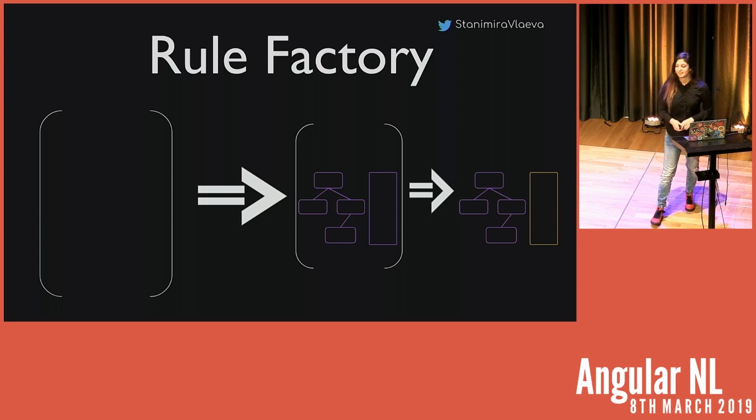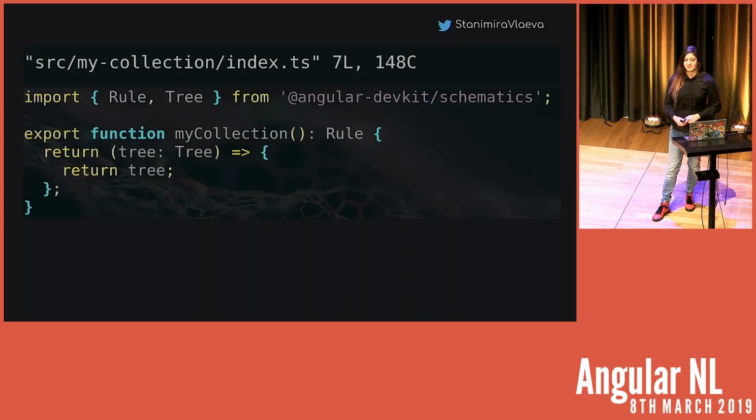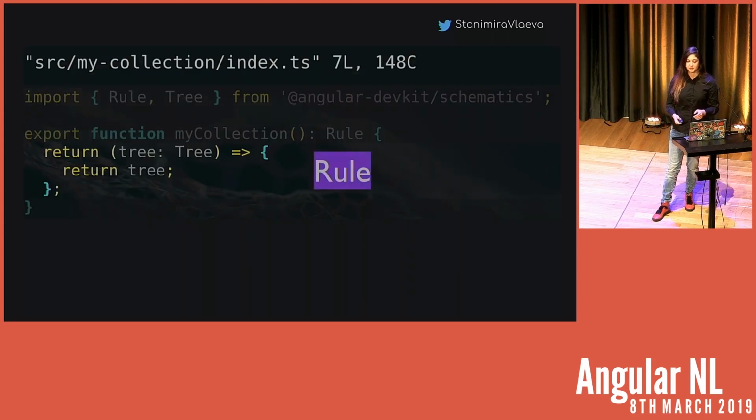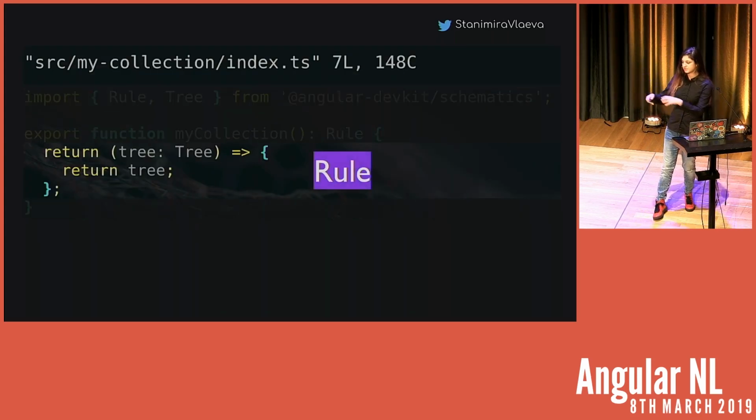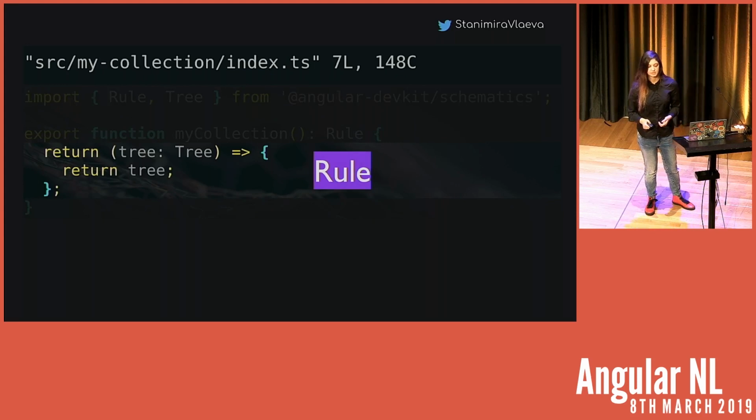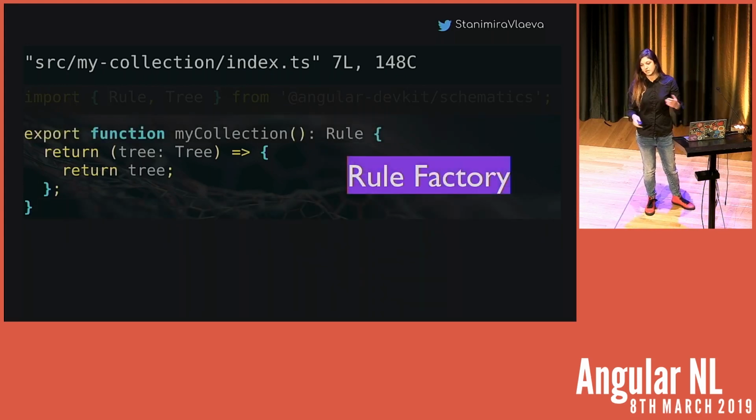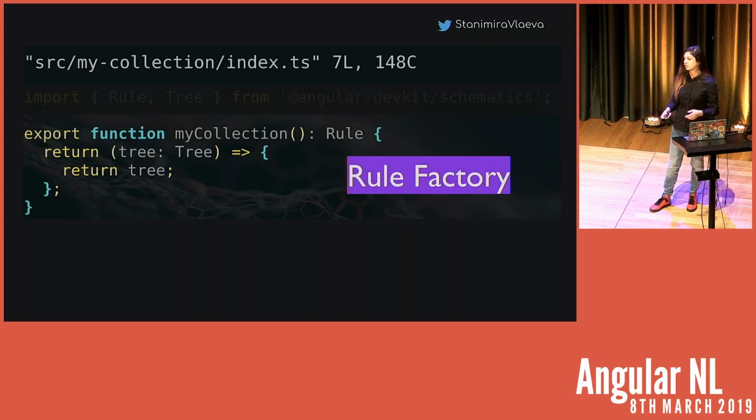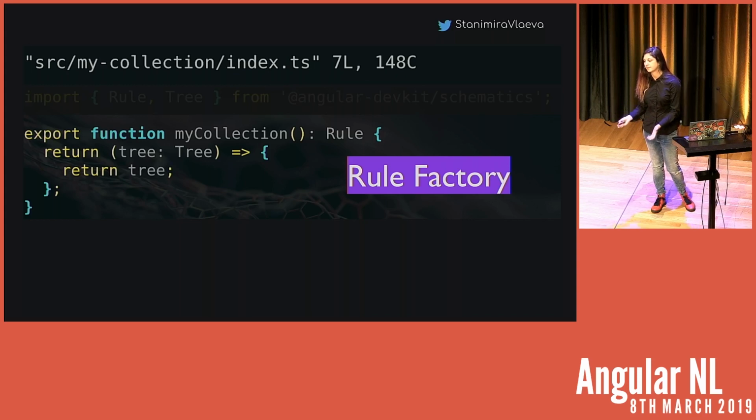Yeah, we'll stop here. So back on our code, we have the rule, which is this function that accepts a tree and returns another tree, in this case, the same tree. And the wrapper function is the rule factory. So basically, in order to define a setup script for schematics, you need a rule factory.